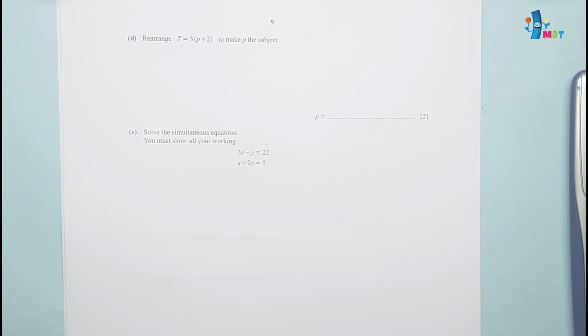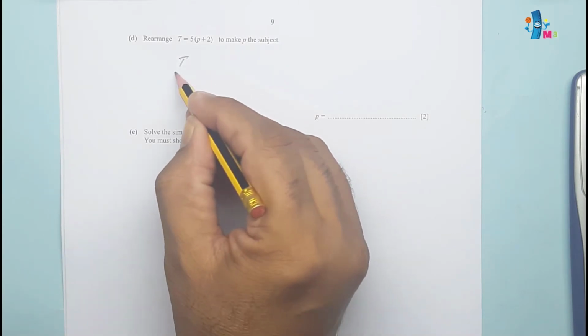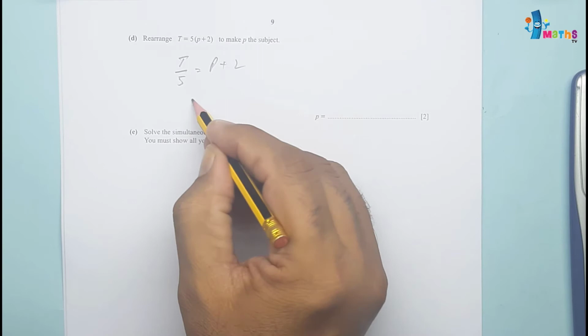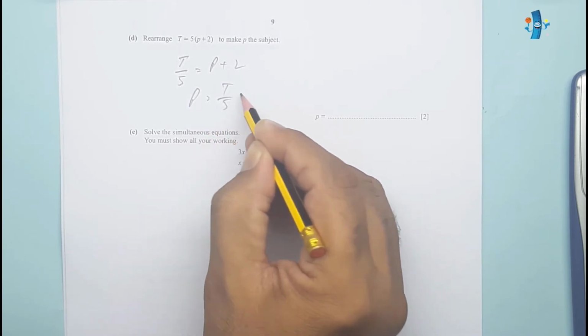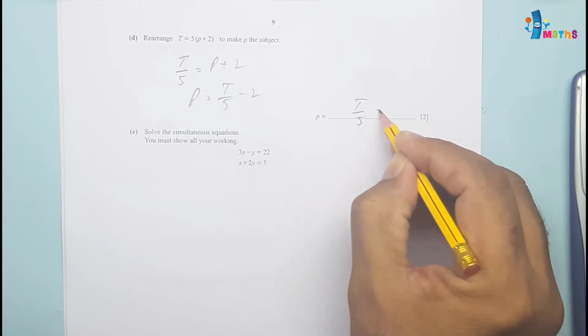Then rearrange, and we have to make p subject. So first we shift 5, so it will be like this, p plus 2. Now we can shift 2. P is equal to t by 5 minus 2. So our answer will be t over 5 minus 2.